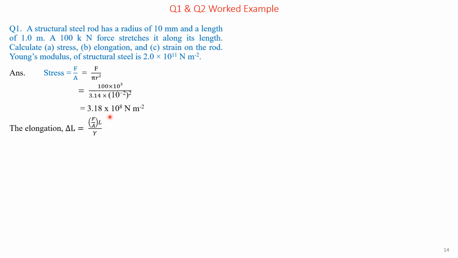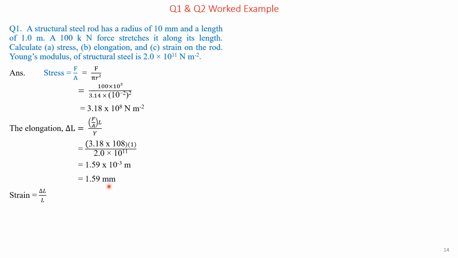The elongation is given by delta L is equal to F by A into capital L divided by Y, where delta L is the change in length, F is the applied force, L is the original length of the rod and Y is the Young's modulus. Therefore, we have calculated F by A, that is 3.18 × 10^8, and the length is 1 meter, divided by 2.0 × 10^11. That is equal to 1.59 × 10^-3 meters. So that is 1.59 millimeter.